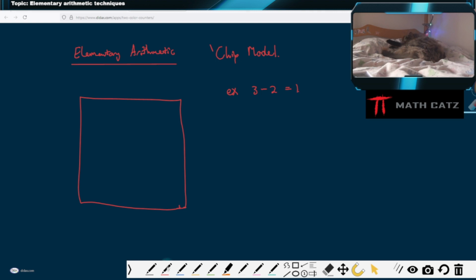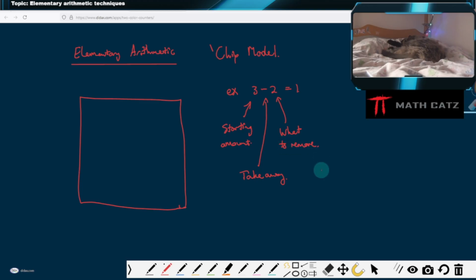So let's write down the 3 steps in the chip model. The first number indicates my starting amount. How much do I have at the beginning? Then, if I subtract, there's going to be some removal. There's going to be some takeaway action that is happening. And the next number, the next part in this instruction, tells me what to remove.